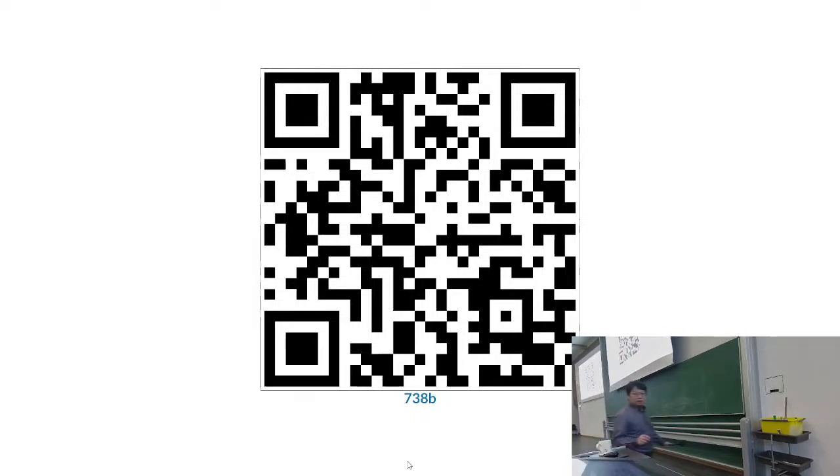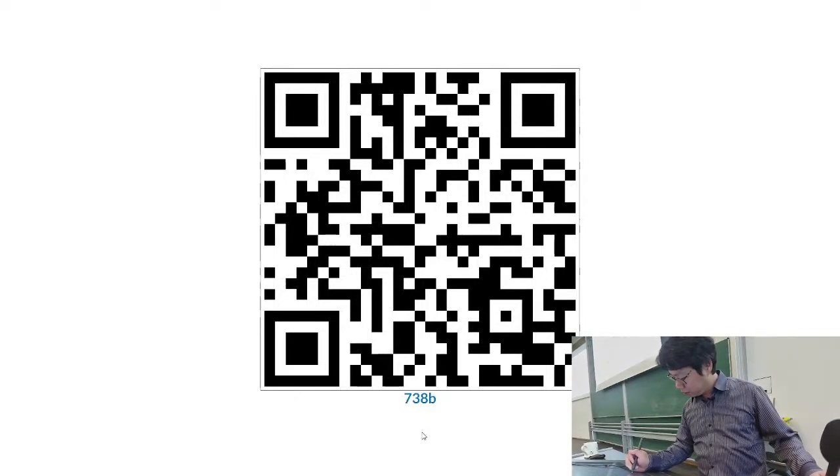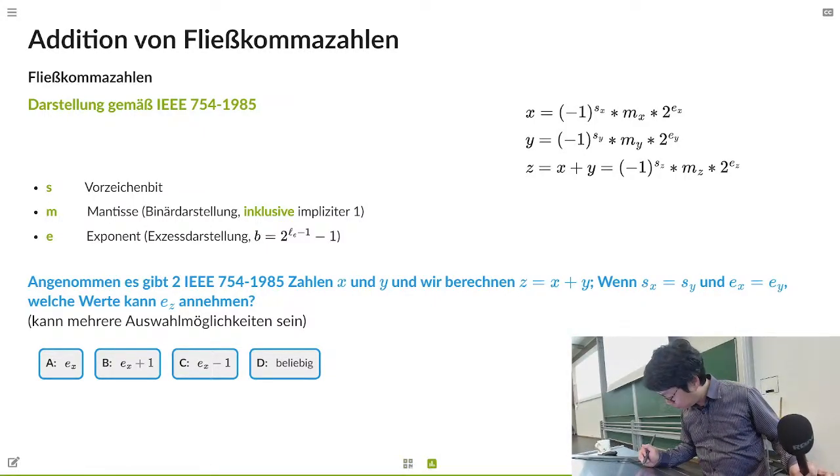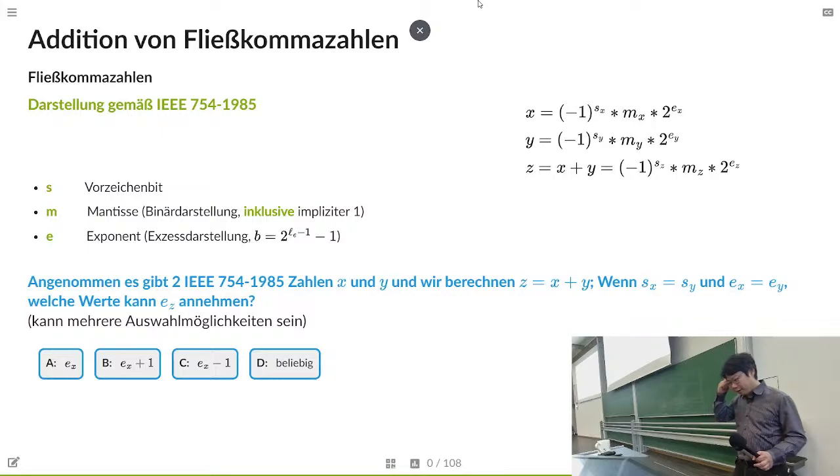So we start from the easiest thing. That is, we have the same exponent. And what do I do? I have to start at a point here, right? Let's hope this works.